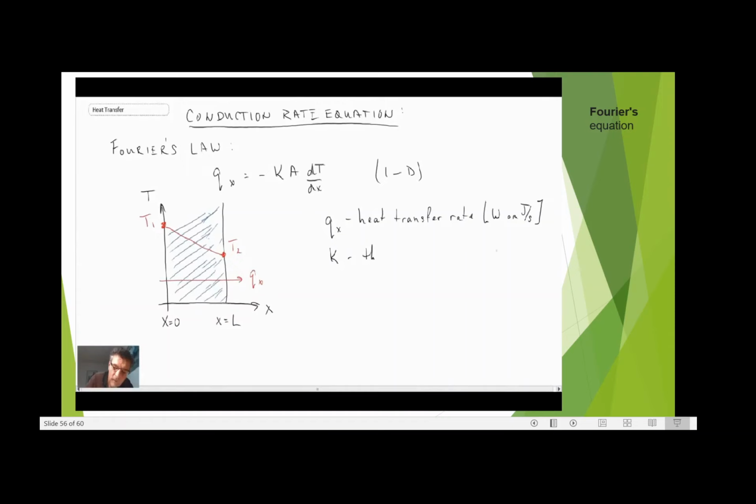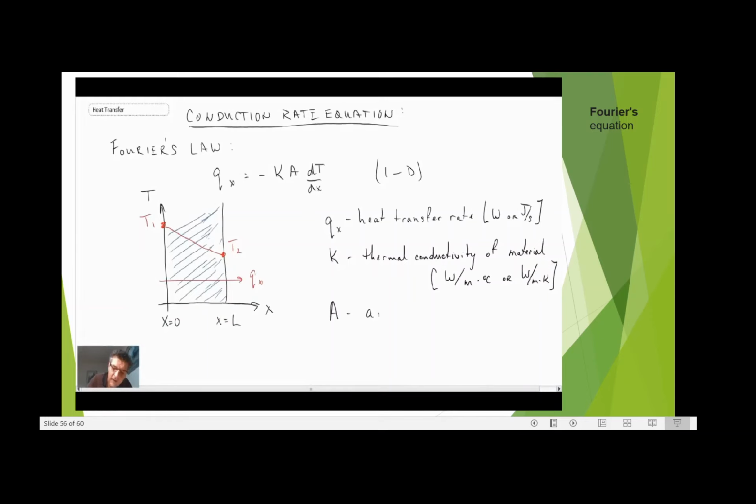And the units of K are going to be watts per meter degrees C, or it could be watts per meter Kelvin. And the next term that we have is the cross-sectional area through which the heat is being transferred. So that's the area of the surface, and that will be in units of meters squared.